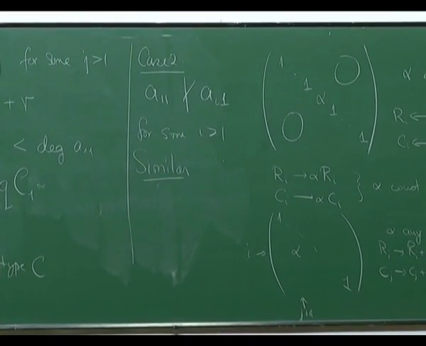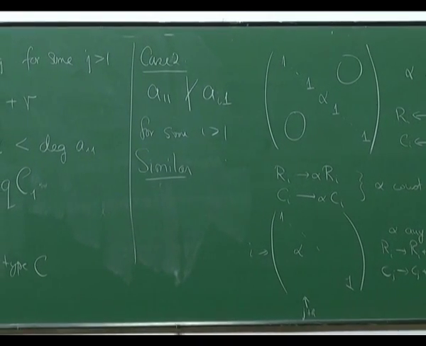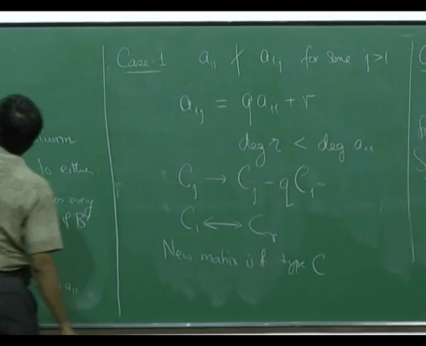And so now what is the remaining case? The remaining case is that A11 divides all these elements and all these elements.